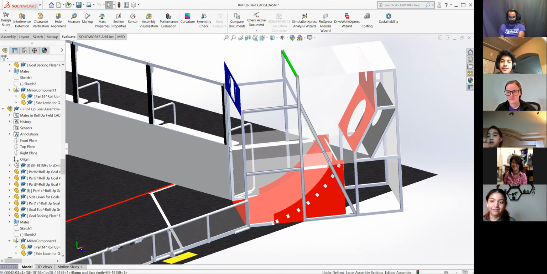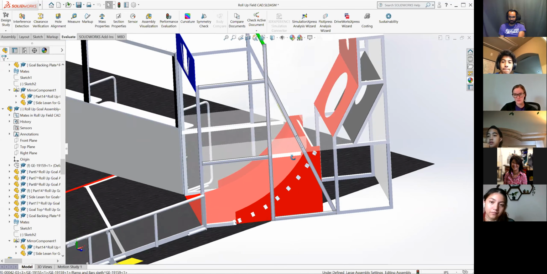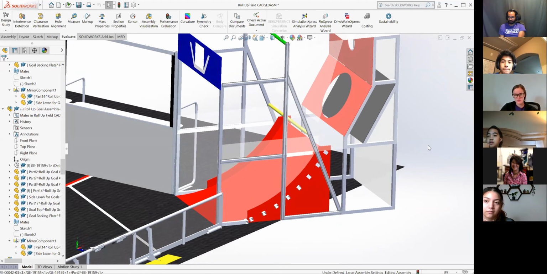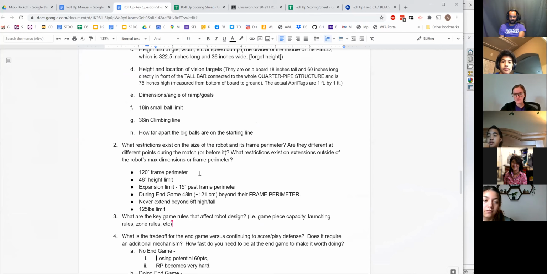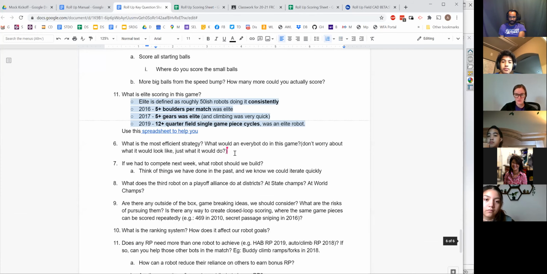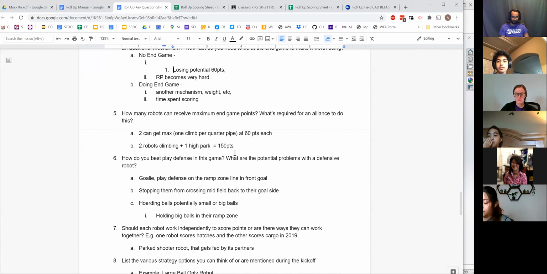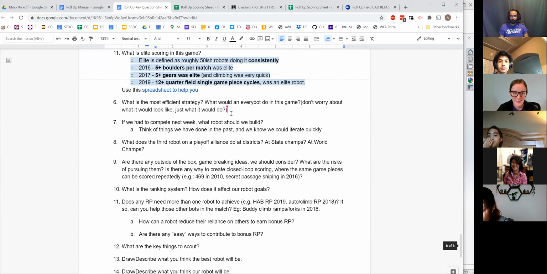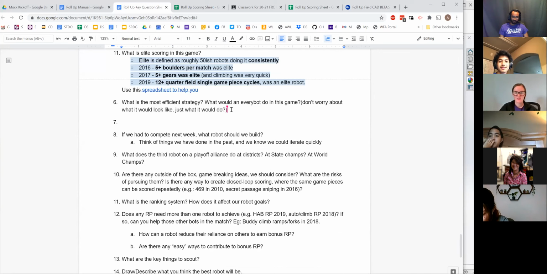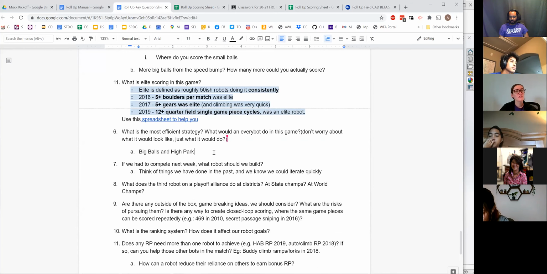So you could probably build some relatively easy hook climb that drives up and then does it, but the high park seems rather simple, so there's almost certainly a way to high park. So for now, we can do big balls and high park. There's probably some way to do that efficiently, right?